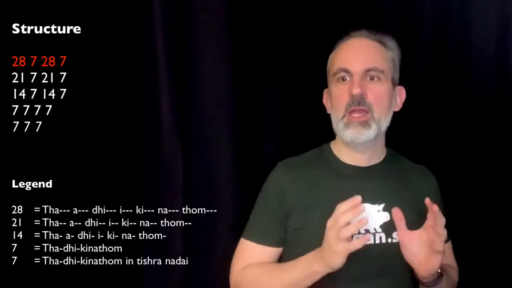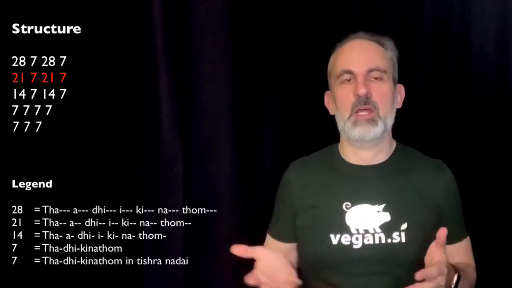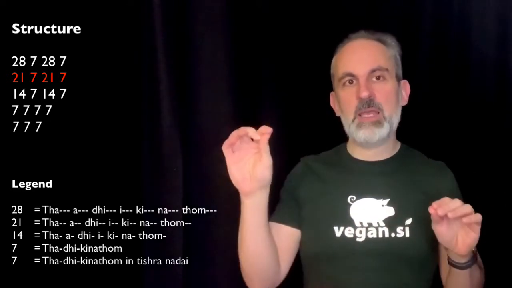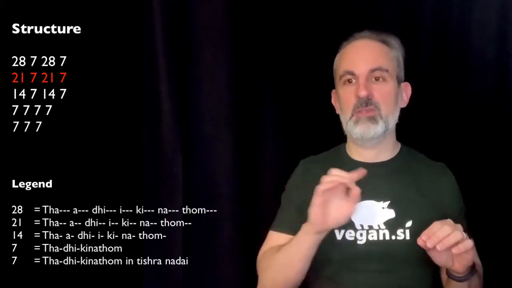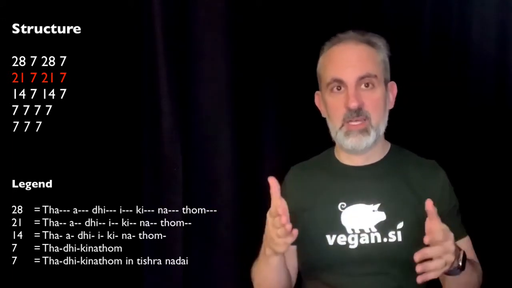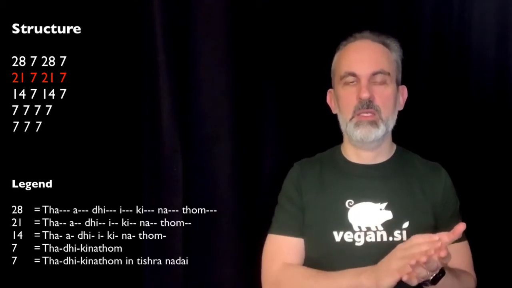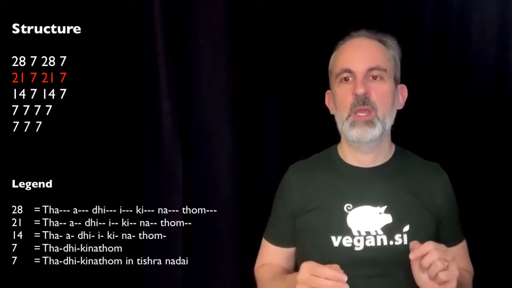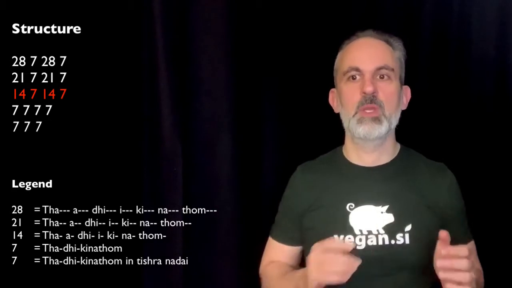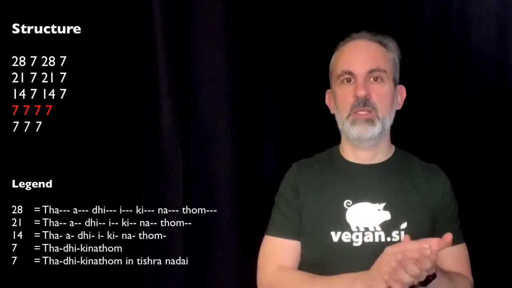The second line, as you can imagine, is 21/7, 21/7, because we are following the same structure. In the first line we multiply the number 7 by 4, and in the following line we multiply the number 7 by 3, giving us 21/7, 21/7. That's a phrase for 21. The next line is going to be 14. And then we have the four sevens, which is simply Tha-dhi, kinathom, Tha-dhi, kinathom, Tha-dhi, kinathom.